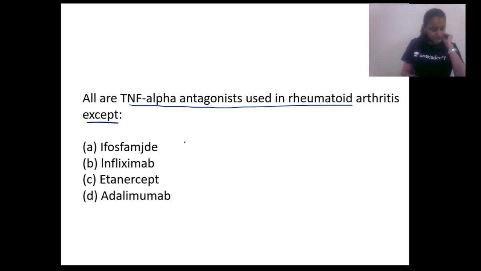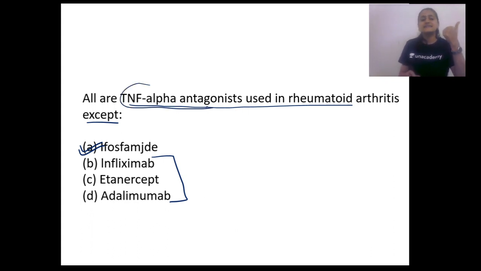What will be the answer to this? All are TNF alpha antagonists except. Very good, Dinesh. Yes, Dr. Sukruti, very good. It is ifosfamide. We have already seen these are your TNF alpha antagonists.